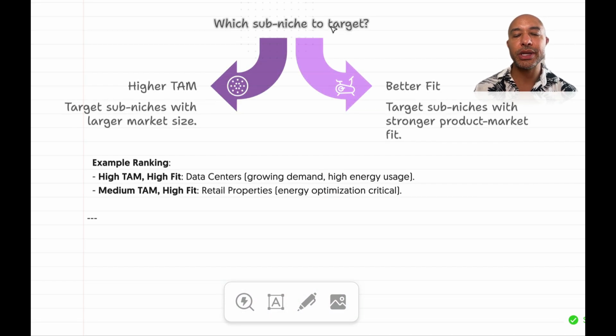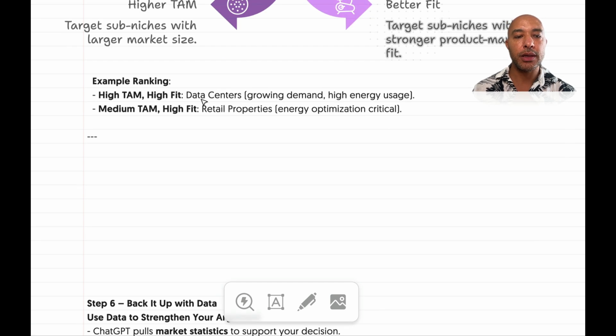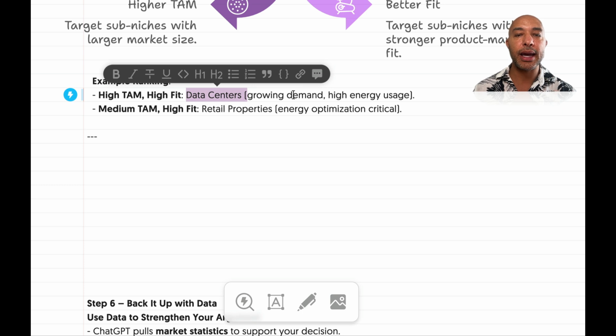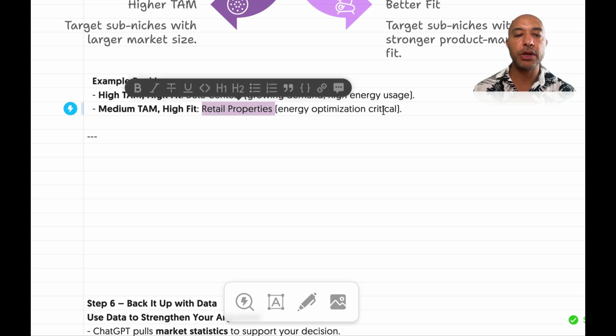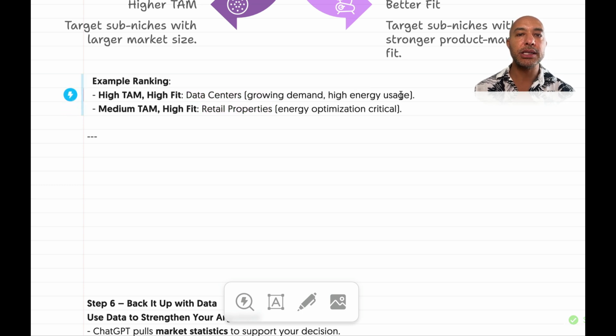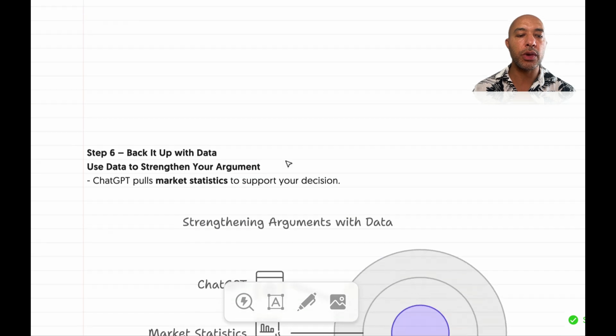When we decide which sub niche we actually want to target out of all of these, we want to go with the one with the highest TAM and the best fit at the same time. So high TAM, high fit: we say data centers because there's a growing high demand, high energy use. And medium TAM, high fit: retail properties, where energy optimization is critical. So based upon this analysis, we can basically point our finger at the sub niche that we want to actually go for and target because it makes the most sense. And these are the 2 factors that you want to consider.